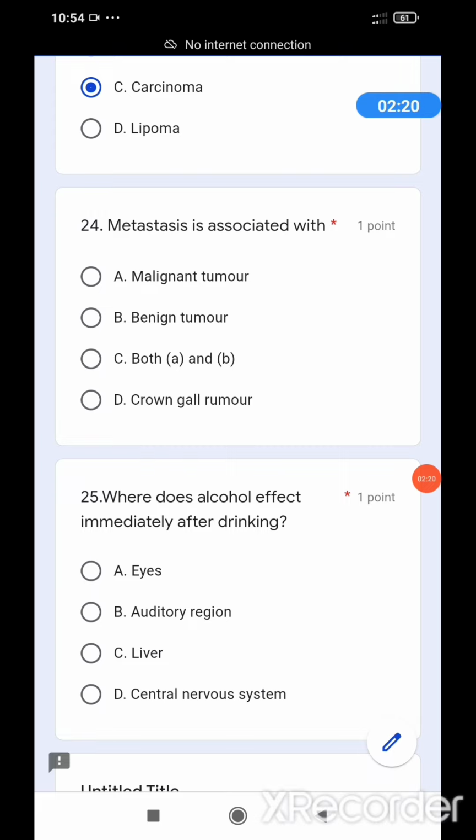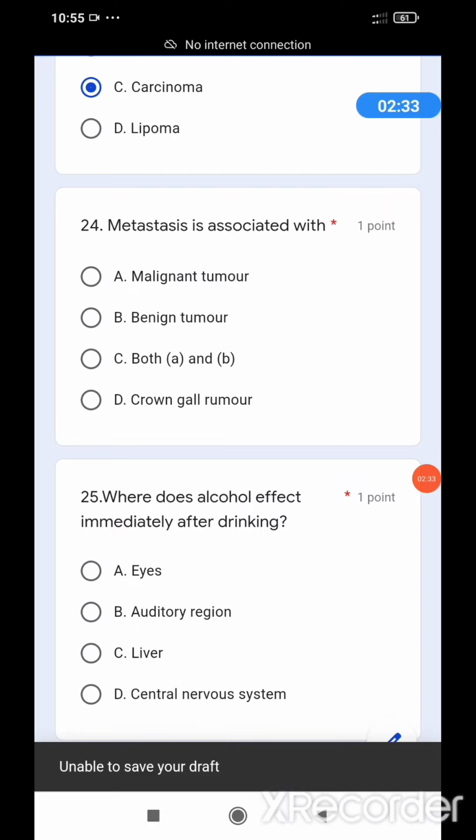24. Metastasis is associated with malignant tumor.